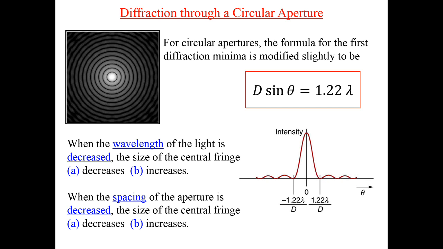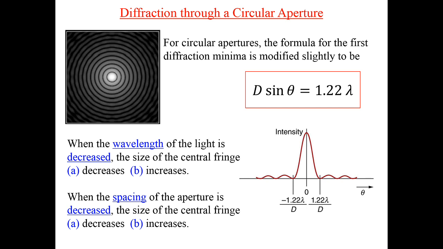This also means that if we decrease the wavelength of light, then the size of this central fringe will decrease. So in fact, if we go to other kinds of waves, like electron waves, then we can drastically decrease the spread due to the smaller wavelength. This is why electron microscopes can form images with greater magnification than a light microscope. On the other hand, as the diameter of the aperture decreases, the size of the central fringe increases.